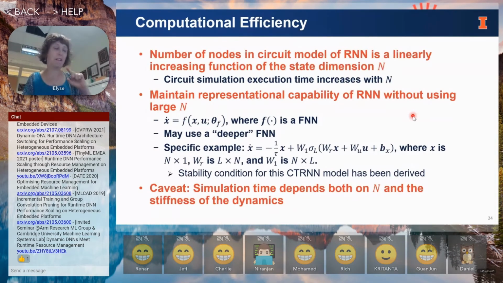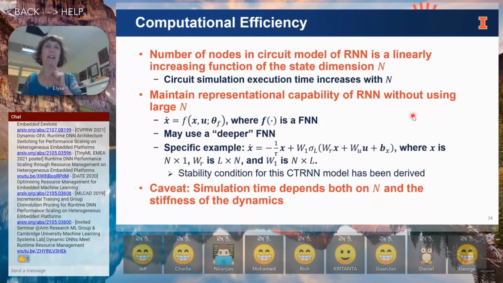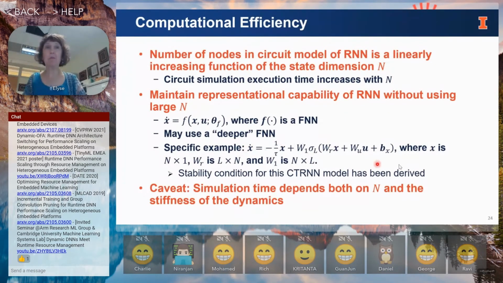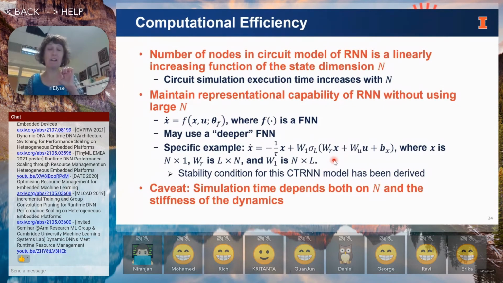There is another way that I can increase the representational capability of the RNN without increasing the state dimension. And that is by adding additional layers to the feed-forward neural network portion of our model. So I show a specific example here in which we have added one additional linear layer to our feed-forward neural network. And while the state dimension is n, the number of neurons in this model is L, where L presumably is larger than n.